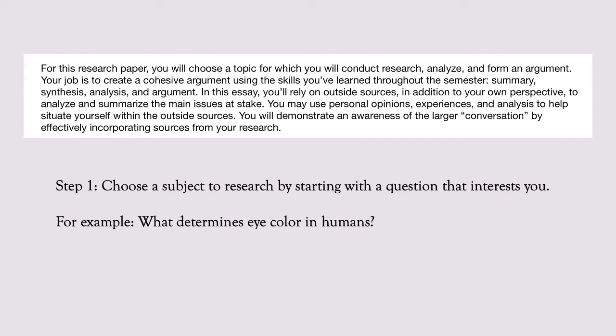But please start with the topic that truly interests you, because that will sustain your motivation to keep working on this. I just threw this out. For example, what determines eye color in humans? Okay? I mean, we kind of know. We kind of know it's genetics. But beyond that, I would be very curious to know. All right, so that's the type of question that you're going to end up with at the end of this week.